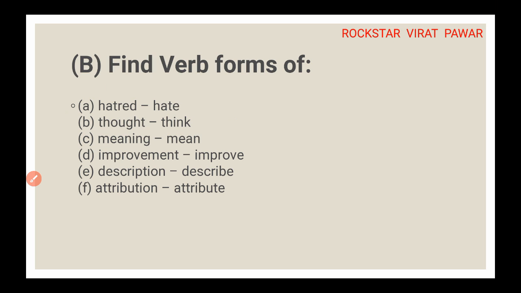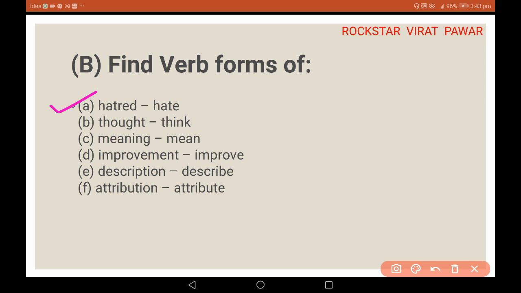We will find some verb forms of the given words also. The words are given like hatred. Hatred in the verb form. Verb means action-doing form, action-doing words like hate. I hate that. Thought, and the verb form is think. I am thinking to do this work in this way. I also think in the same way. You can say it this way also.